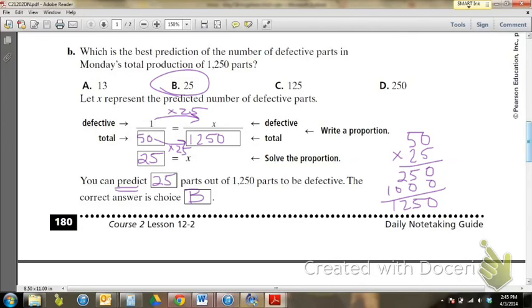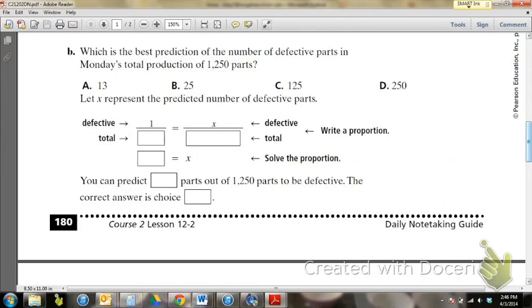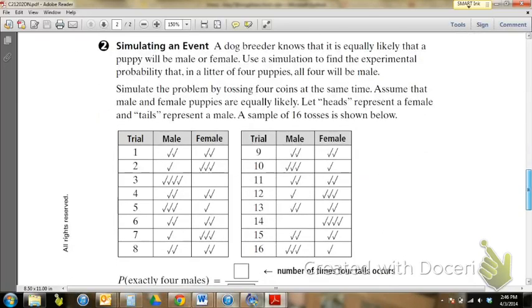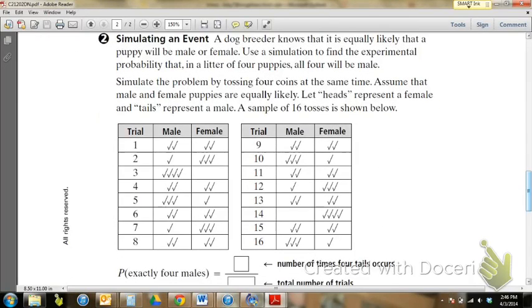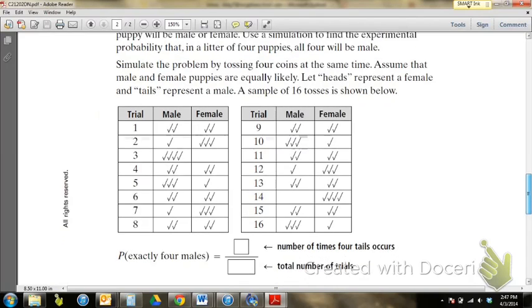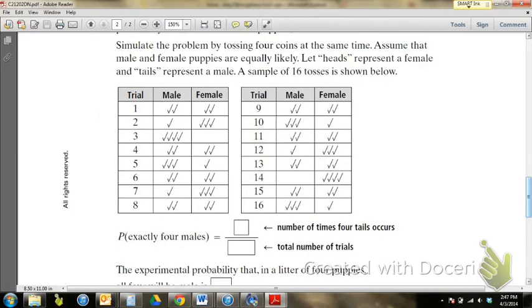Okay. So now we're going to simulate an event. A dog breeder knows that it's equally likely that a puppy will be male or female. Okay, so half of the dogs should be male and half should be female, but that's not what actually happens. So use a simulation to find the experimental probability that in a litter of 4 puppies, all 4 will be male. So to fill this in, what they did is they tossed a coin 4 times. Or they tossed 4 coins at the same time. Okay, so we're simulating 4 coins at the same time.